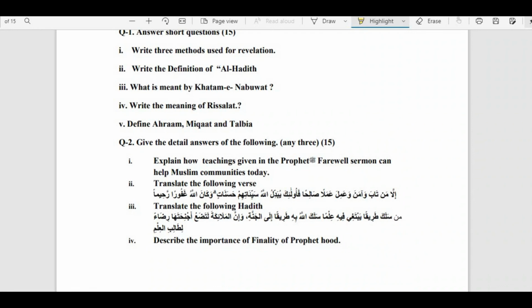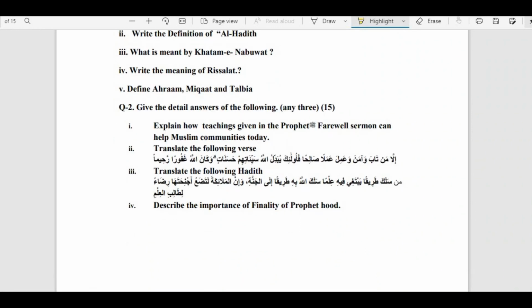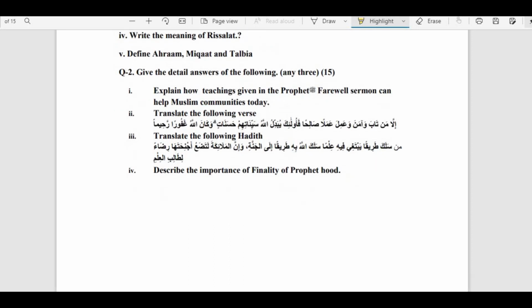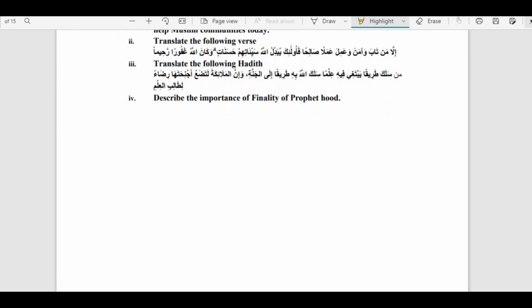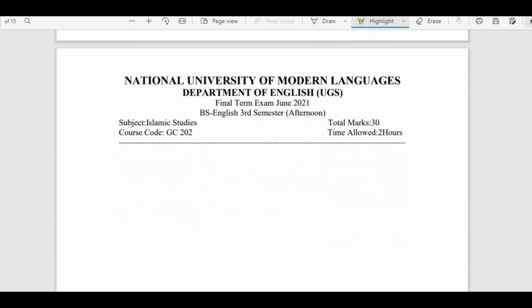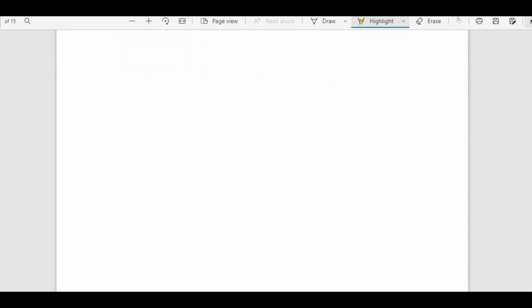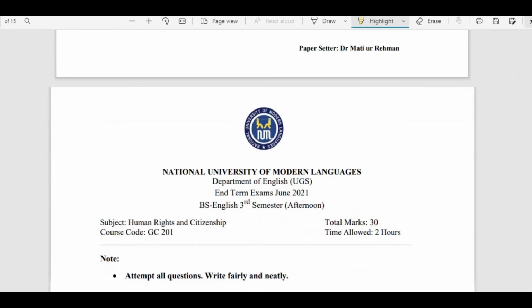And question number 2: give the detailed answer of the following questions. Explain how teachings given in the Prophet's farewell sermon can help the Muslim community today, and translate the following verse into Urdu. You have to write the translation. Translate the following hadith, and then describe the importance of finality of prophethood. And this is the last paper. Human rights and citizenship.